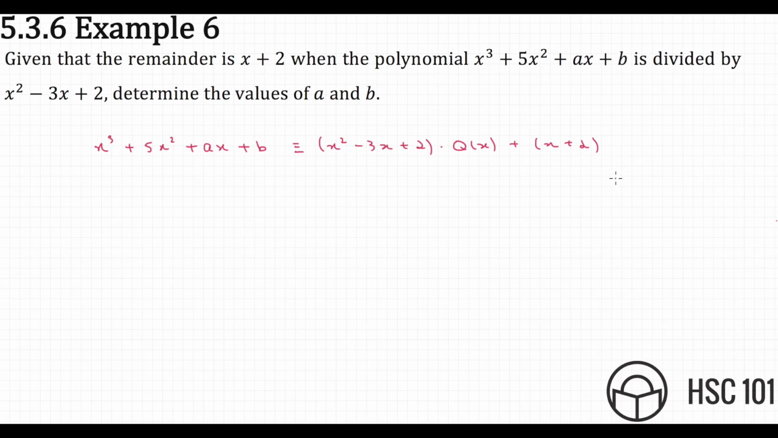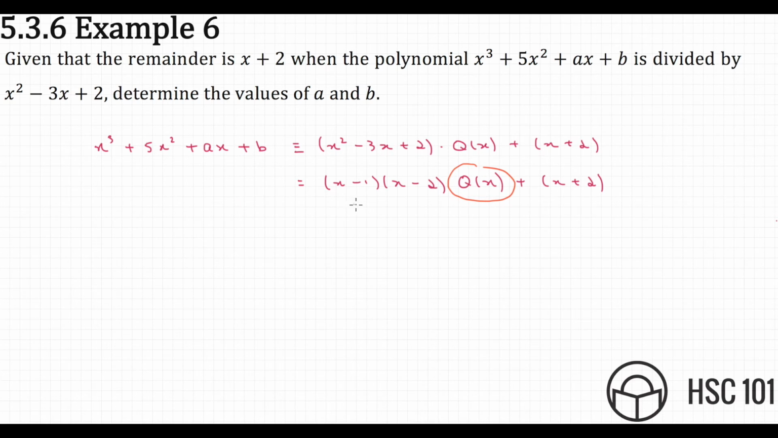So what does that mean? If I take a look at the right-hand side, the x squared minus 3x plus 2 can be factorized into x minus 1 times x minus 2, times Q(x), plus x plus 2. So when we take a look at this expression, the biggest problem is that we don't really know what Q(x) is. But it doesn't really matter, because we can get around working with Q(x) by using carefully chosen values of x.